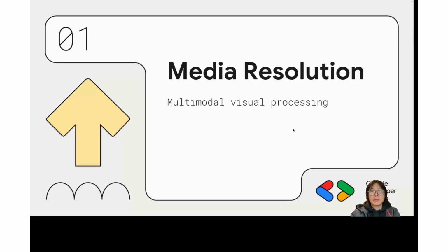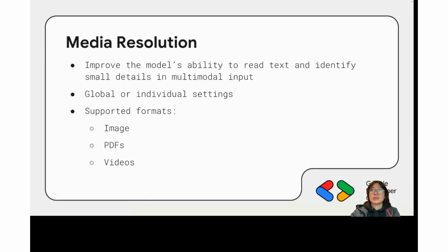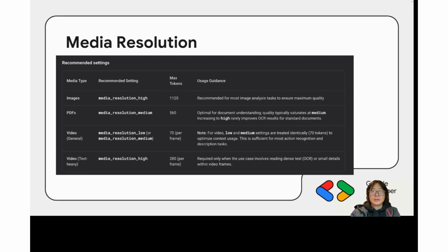Media resolution, multimodal visual processing. So it improves the model's ability to read text and identify small details in multimodal inputs. So it has global or individual settings. Supported formats are image, PDFs, and videos. So these are the recommended settings for different media types.